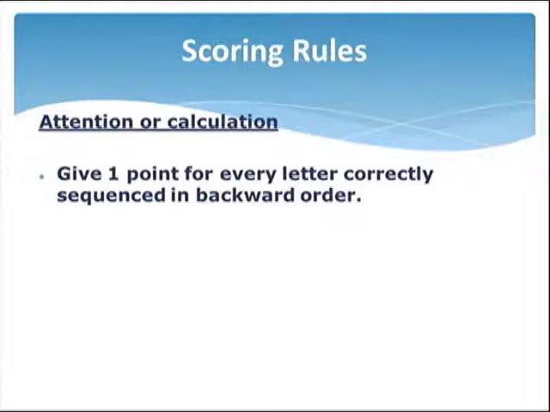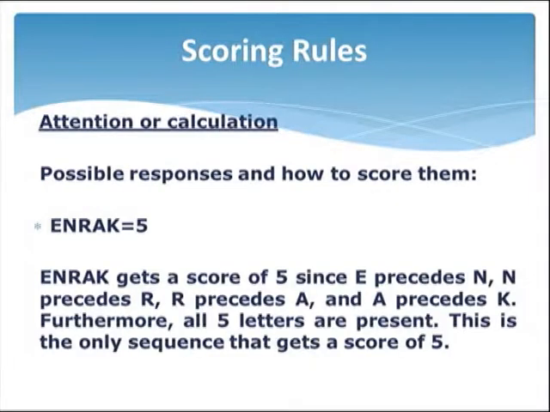Attention or calculation. Give 1 point for every letter correctly sequenced in backward order. Possible responses and how to score them. ENRAK is equal to 5 points. ENRAK gets a score of 5 since E precedes N precedes R precedes A, and A precedes K. Furthermore, all 5 letters are present. This is the only sequence that gets a score of 5.